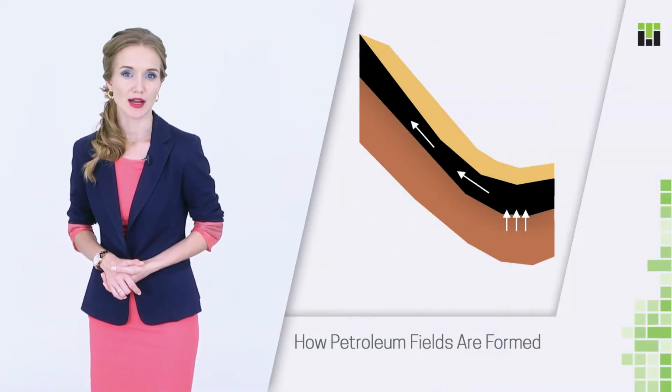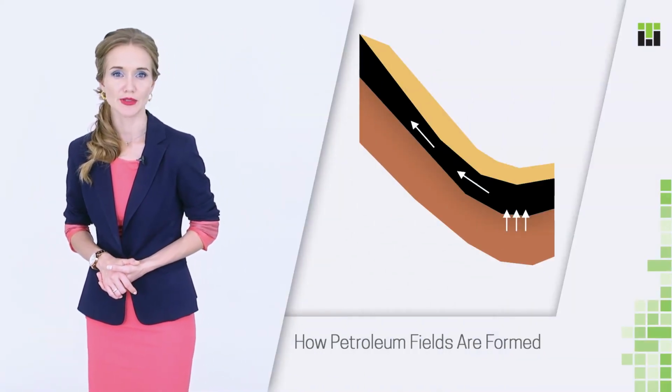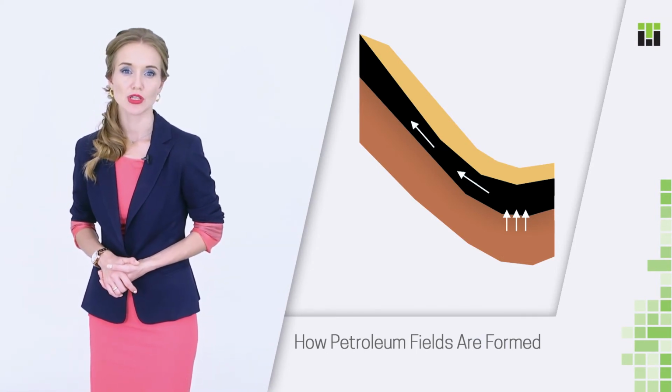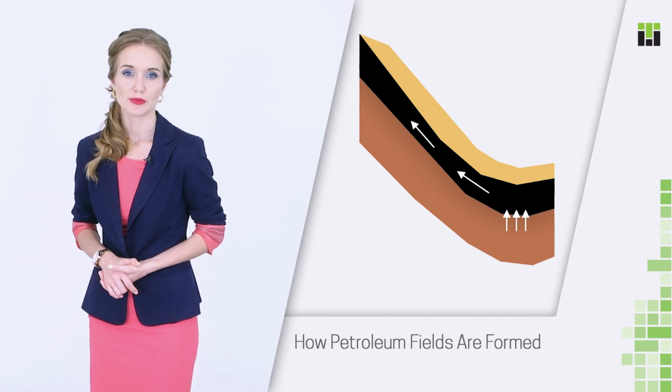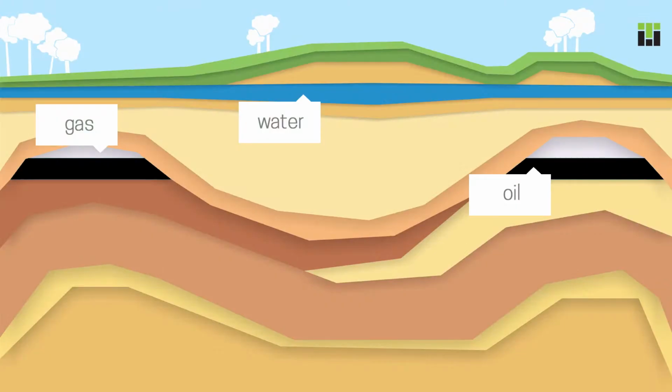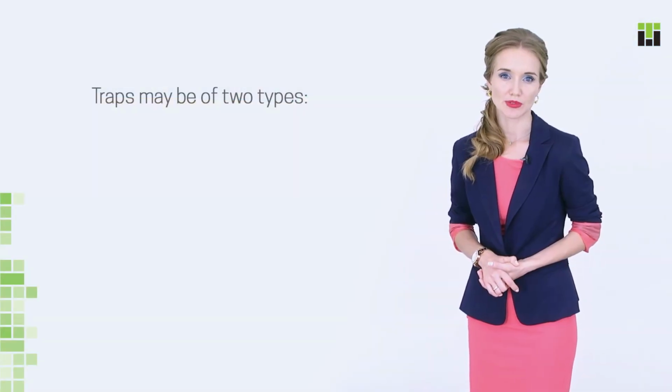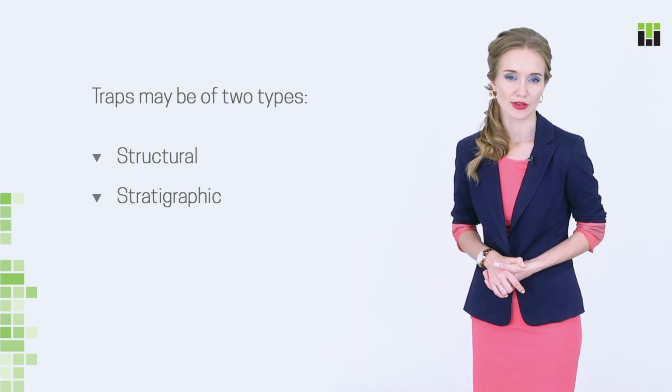In some areas, hydrocarbons did not encounter any traps at all during migration. They reached the Earth's surface, where they were destroyed by the environment. However, no oil lakes can be found underground. No matter what you may have heard, oil is contained in traps. Traps may be of two types, structural and stratigraphic.